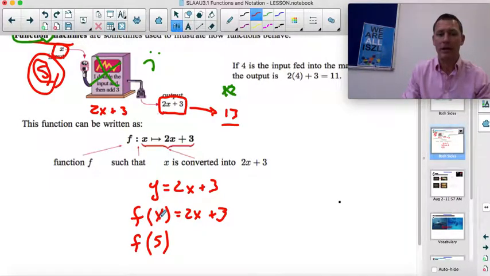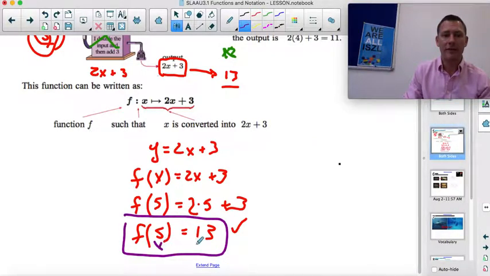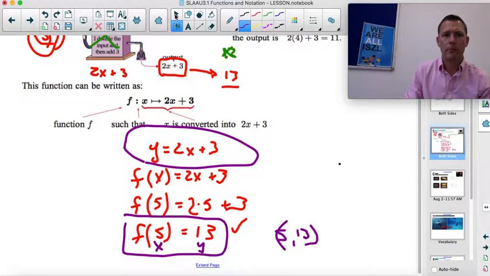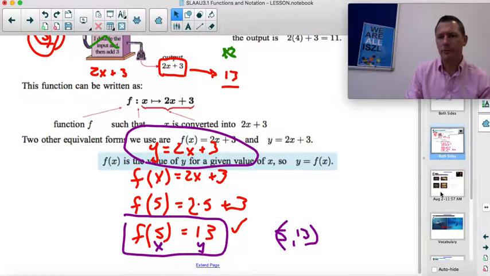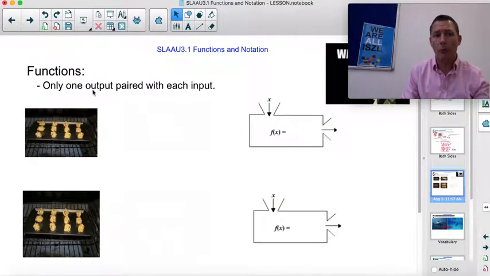Into the function, I'm putting x. Into the function, I'm putting 5, which means you're putting 5 in place of the x: 2 times 5 plus 3. Sorry about my handwriting with a mouse. And you get 10 plus 3, 13, right? And so we can say f of 5 is 13. This is kind of nice because we have a coordinate right here. I put this x in, I got this y value out essentially. So (5, 13) is going to be on the graph of this equation. So this is the idea with functions: one output is paired with each input.